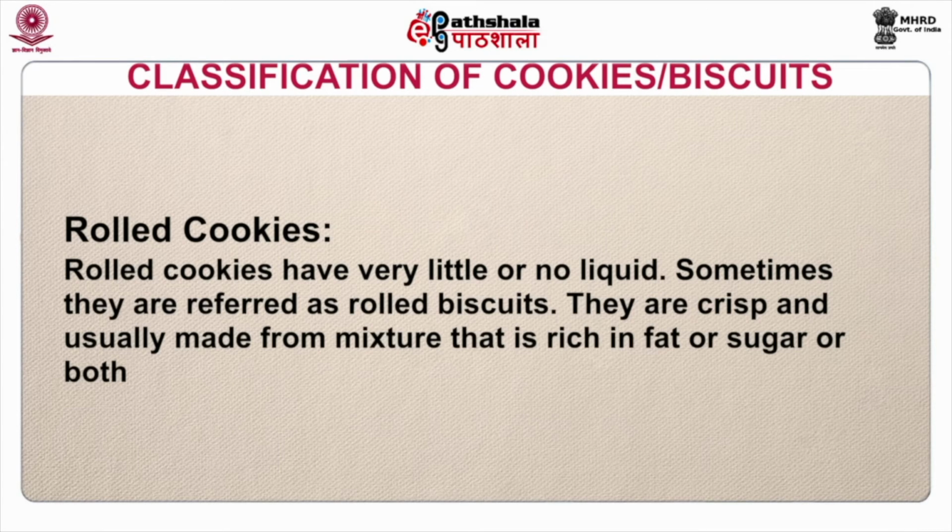Rolled cookies. Rolled cookies have very little or no liquid. Sometimes they are referred to as rolled biscuits. They are crisp and usually made from a mixture that is rich in fat or sugar or both. Dough for rolled cookies is usually soft and can be rolled easily. Stiff dough is difficult to handle and gives dry, compact cookies.